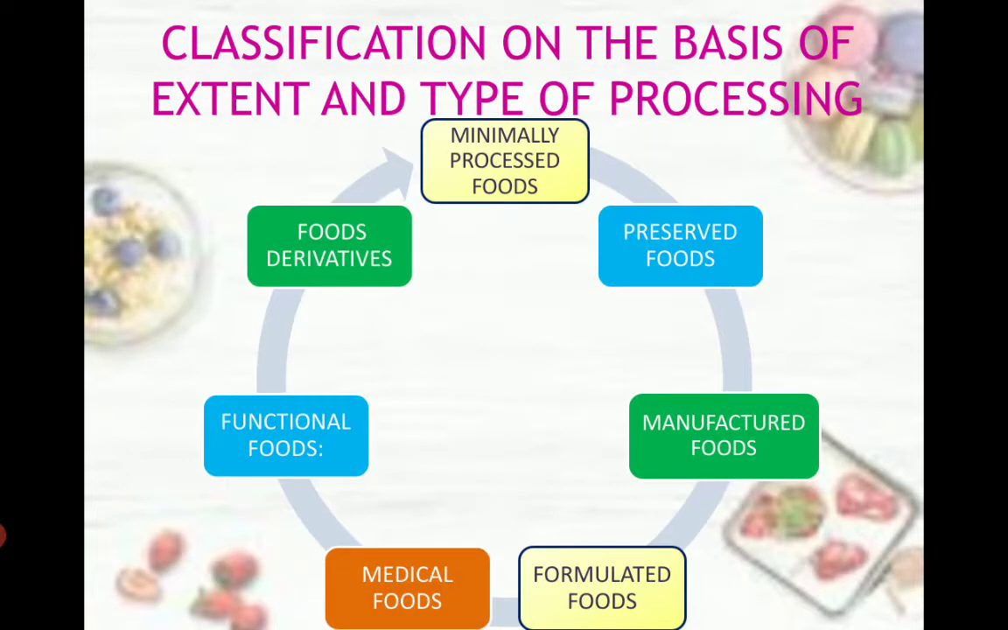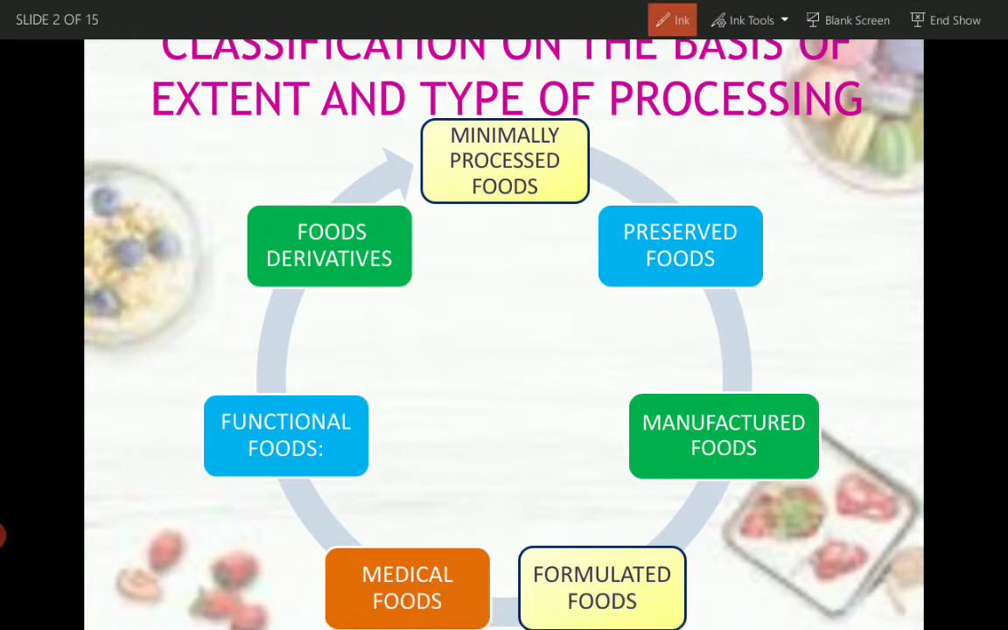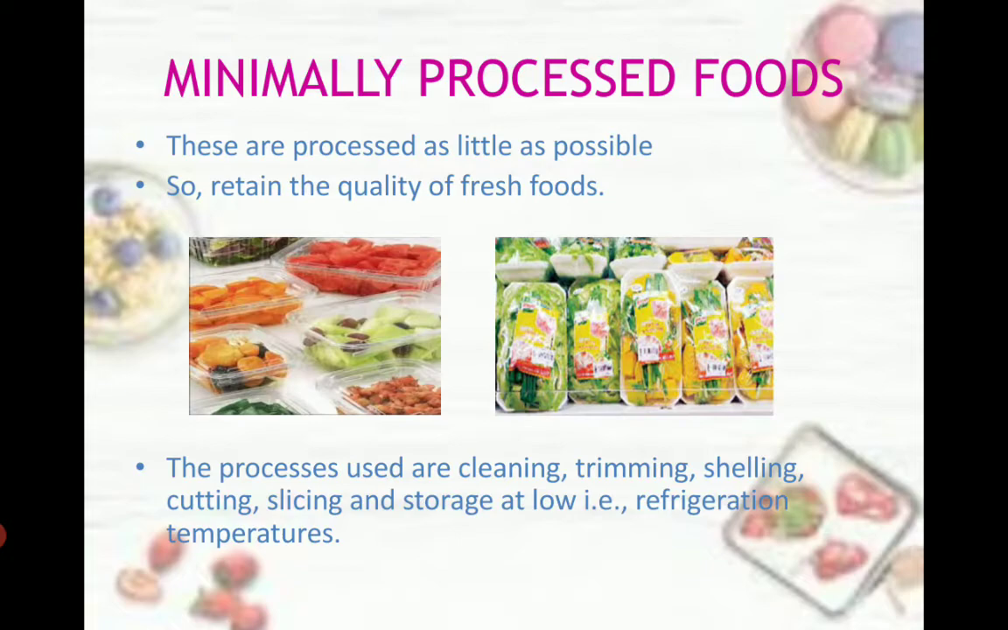So, the first thing we'll be dealing with is classification of food on the basis of extent and the type of processes. The first is minimally processed food, as it is very clear. The processing is very minimal. The preserved foods using preservatives, manufactured foods which we manufacture, formulated foods, medical foods, functional foods, and food derivatives. We shall do all these in details from the next slide onwards.